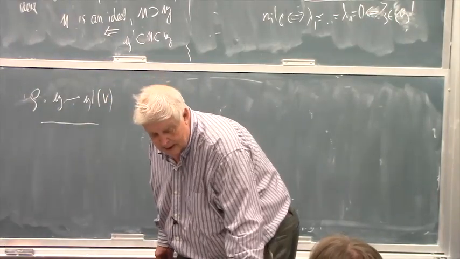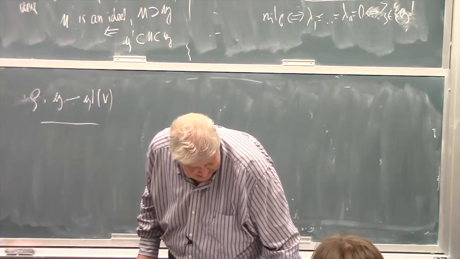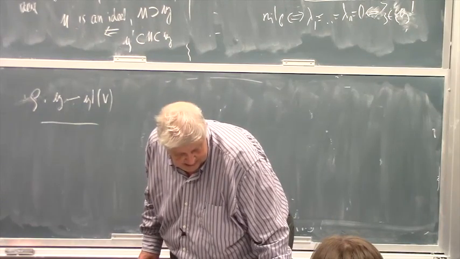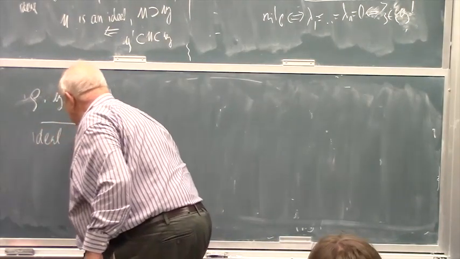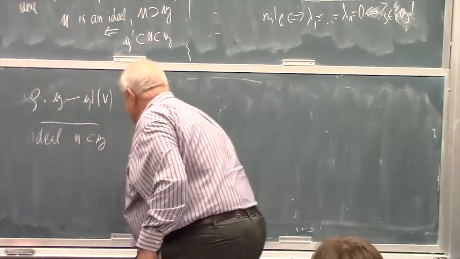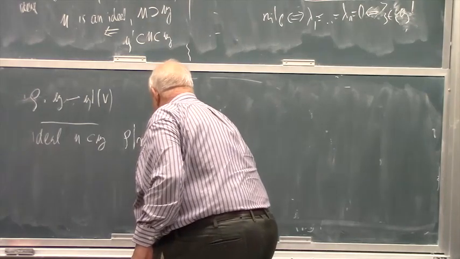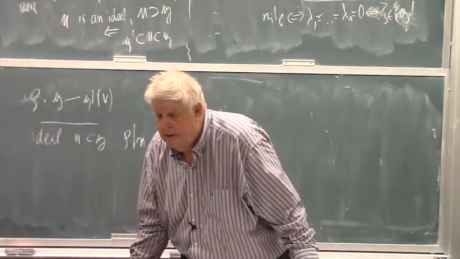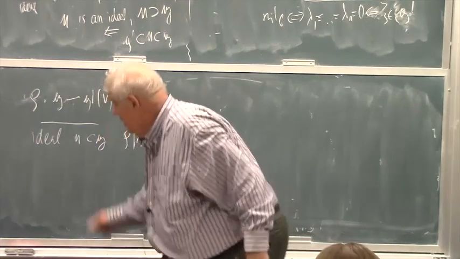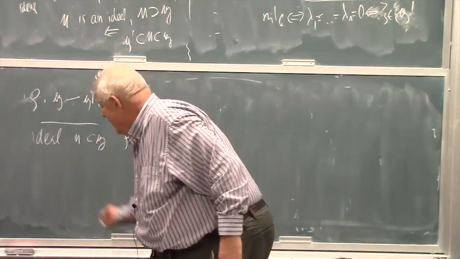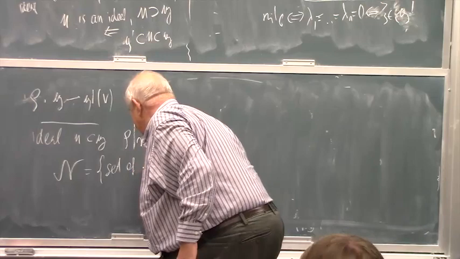Now, suppose that I have an ideal n in G, such that the restriction of rho to n is nilpotent. You understand? So a nilpotent representation is a very simple thing. All the operators are nilpotent. There may be many such ideals, for example, 0. Now I denote by some strange letter the set of such ideals.